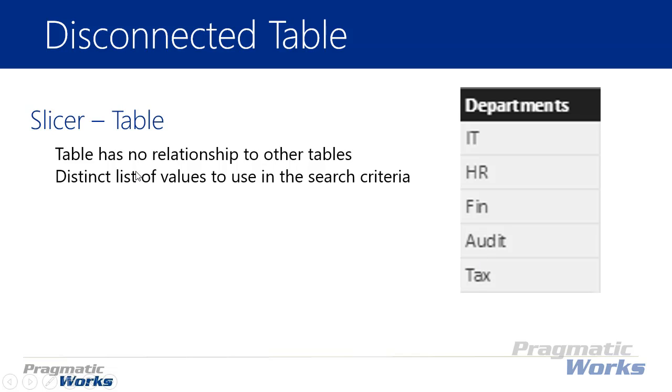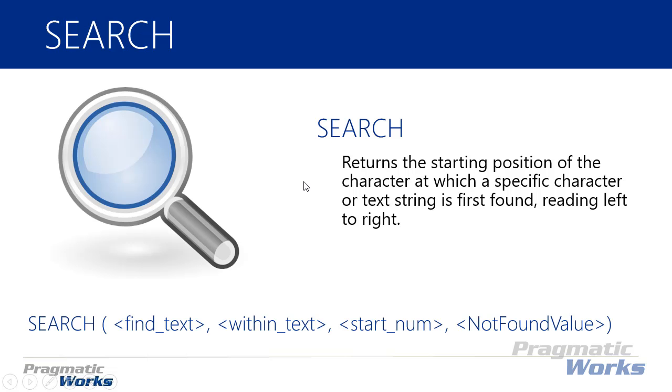So this is what it's going to look like. We're going to create this slicer table. We have our departments: IT, HR, Finance, Audit, and Tax. And it's simply a distinct list of values. We've already created this table, and remember that we did not create a relationship there. And then what we're going to do is use a calculated measure, and we're going to use the search function. The search function returns the starting position of the character at which a specific character or text string is found.